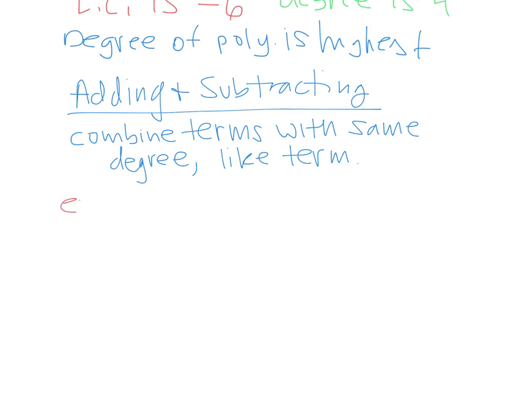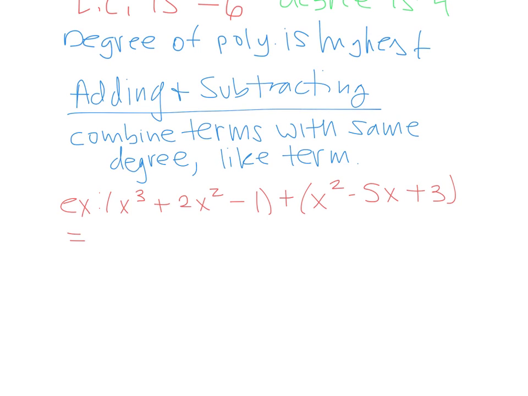Let's look at an example. Let's take x cubed plus 2x squared minus 1, and add to that another polynomial, x squared minus 5x plus 3. We're going to add these two polynomials together to form one single polynomial. Something we want to keep in mind: it's written in its simplest form if we have only one term of a given degree. So let's start off with the highest degree.